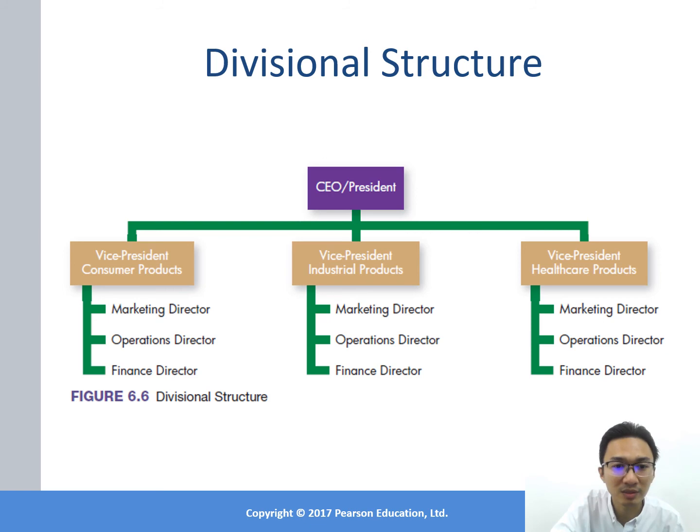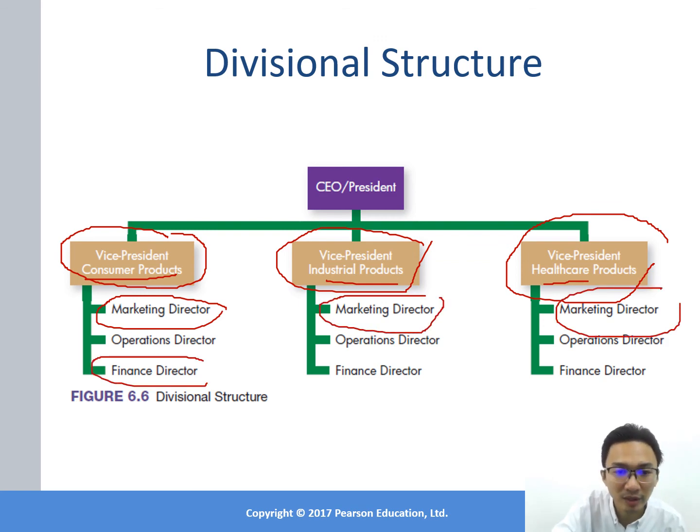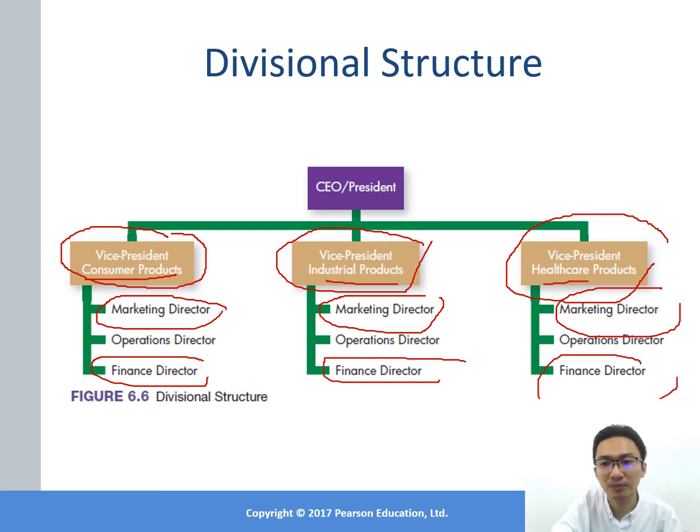You can see here it is based on product. So we have one department that focuses on consumer products, one department that has industrial products, and one department that focuses on healthcare products. But do they have marketing? They have marketing. They also have marketing. They also have marketing. This one has finance, a different finance. Finance also has. Finance is different. Okay.